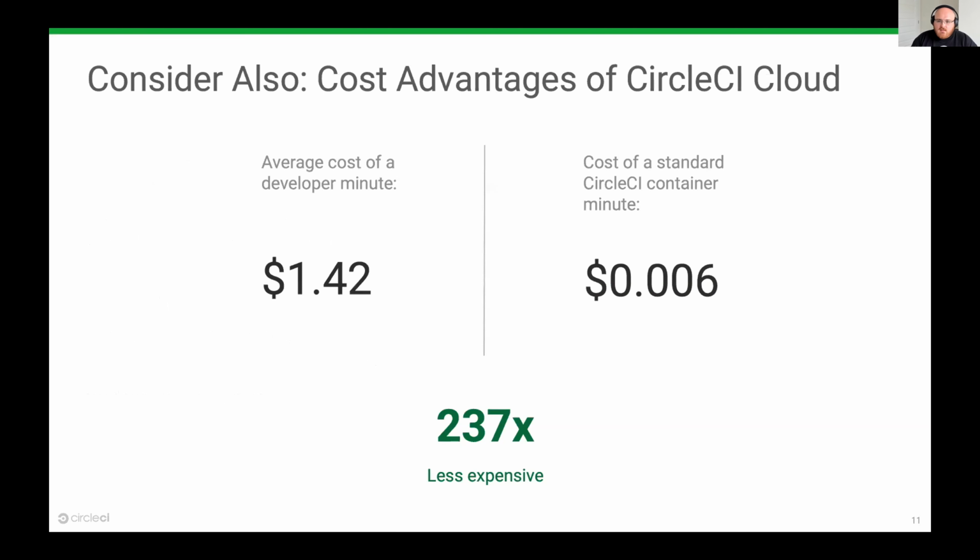When moving faster, it's not only important to keep in mind how you're able to serve your customers, but it's also important to consider the cost savings. On average, the cost of a developer minute is roughly $1.42. If a developer is sitting around waiting for a slow CI/CD system to finish, then that's money wasted. If you have a CI/CD system that can keep up with your developers, you not only save time and money, you're able to serve your customers even better.